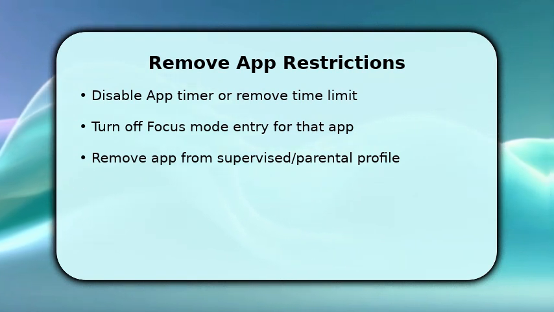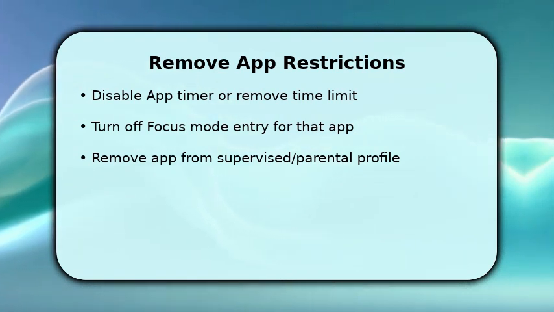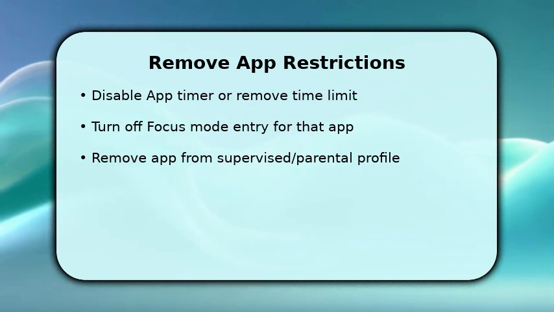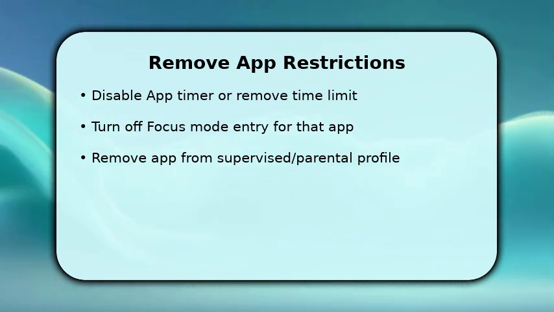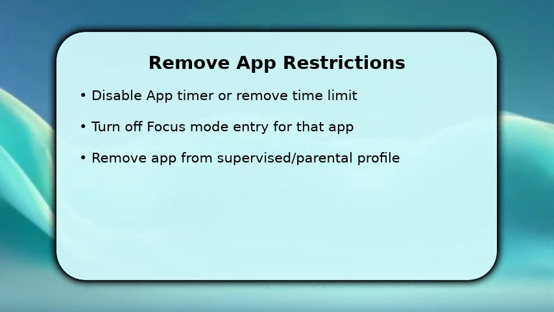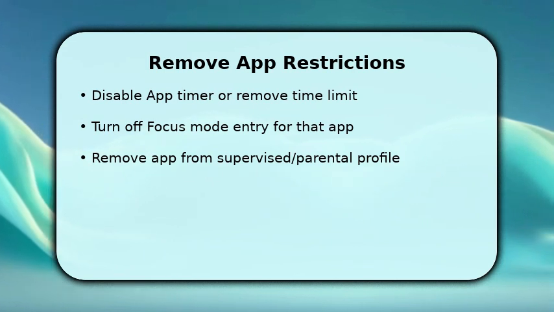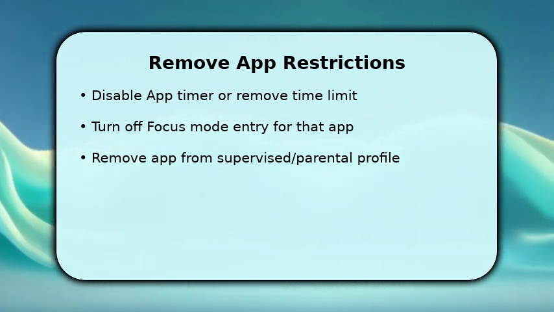First, tap the app and remove any app timer or set it to 0. This lifts automatic blocking. Next, check focus mode, toggle the app out of blocked lists so notifications and launch permissions return. If the device uses parental controls, open the parental profile and remove the app from the supervised list. You may need the parent account credentials to finalize that change.